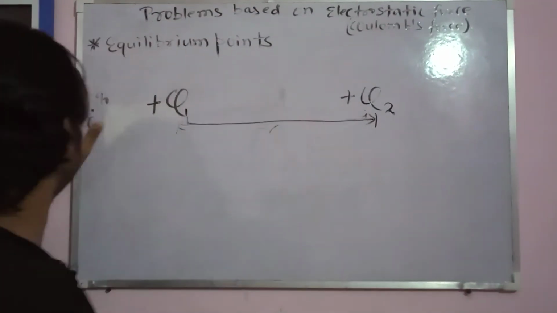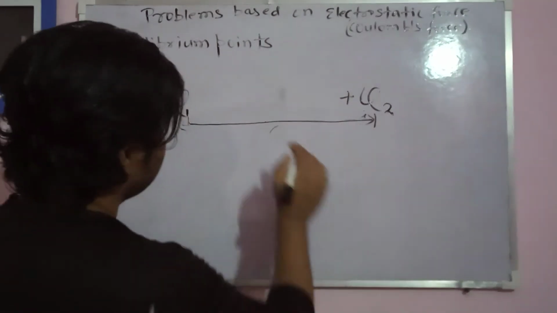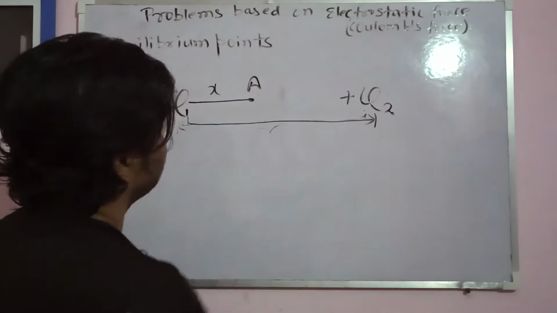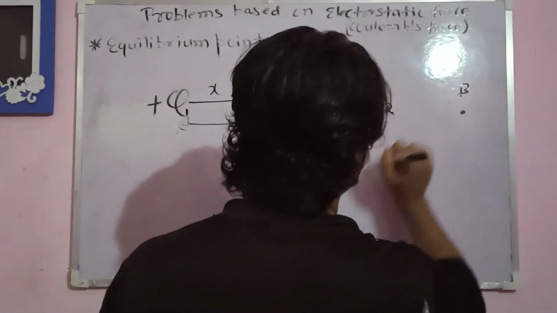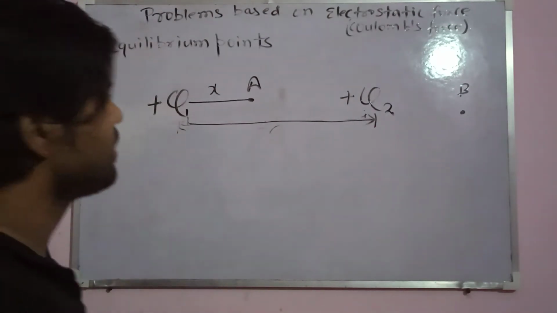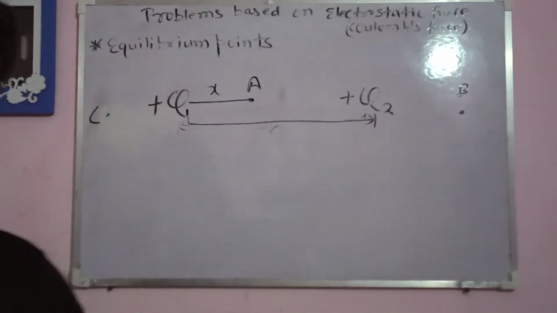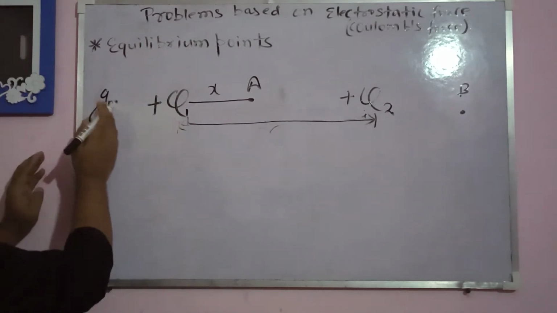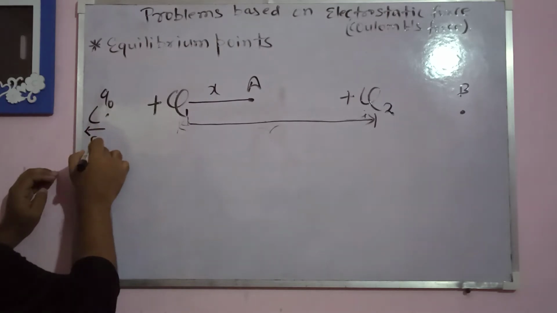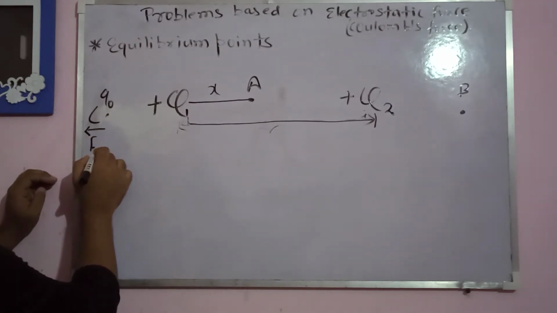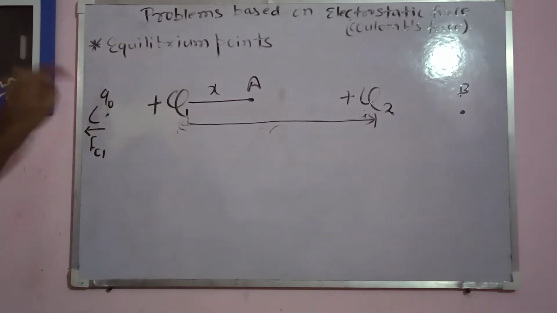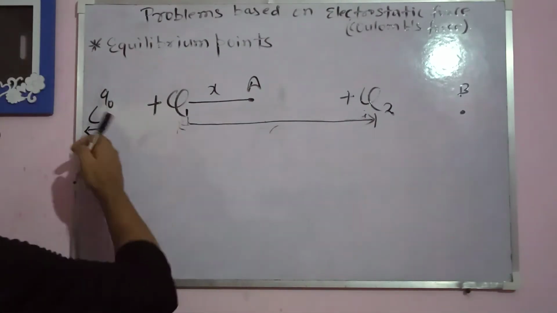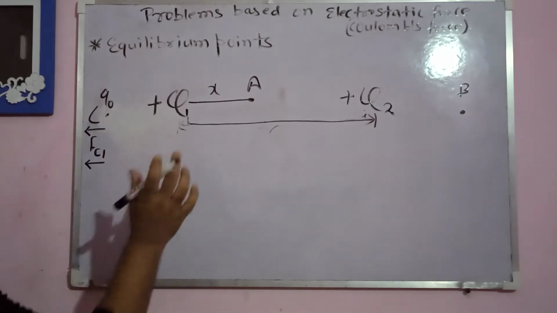Now I can take 3 points. Take a point A somewhere in between Q1 and Q2, at a distance x from Q1, and a point B, and similarly a point C. First, do some qualitative analysis to find the equilibrium points. Put a test charge at C. The force by Q1 on this charge is in this direction, that is FC1, the force on charge Q0 at C by charge Q1. Now check the force of Q2 on this Q0. It's also in this direction because they both are positive in charge.